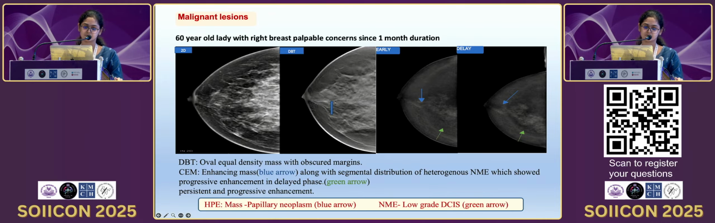So in this example, the digital breast tomosynthesis shows an oval equal density mass with obscured margin in the central quadrant of the right breast. Corresponding contrast enhanced mammography shows an enhancing mass in the central quadrant, and along with that, a segmental distribution of non-mass enhancement which showed persistent progressive enhancement in the delayed phase. Histopathology revealed the papillary neoplasm of the mass and low-grade DCIS in the non-mass enhancement.